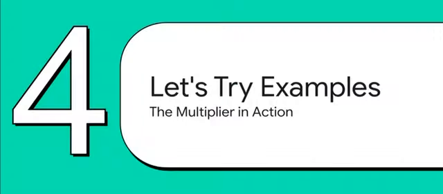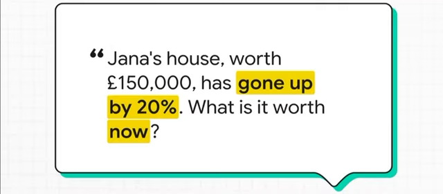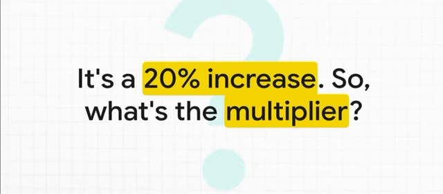Simple as that. All right, enough theory, right? Seeing is believing. Let's put the multiplier to the test with a couple of real-world examples, and you can see for yourself just how fast this is. Okay, here's our first one. Jana's house went up in value by 20%. It was originally worth 150,000 pounds. So before we even touch the calculator, what's the first thing we need to figure out? Our multiplier. Think back to the rule. We start with 100%, and we're adding 20%. That gets us to 120%. So what's that as a decimal? That's it. Our multiplier is 1.2. Now we have everything we need to solve this whole problem in one go.